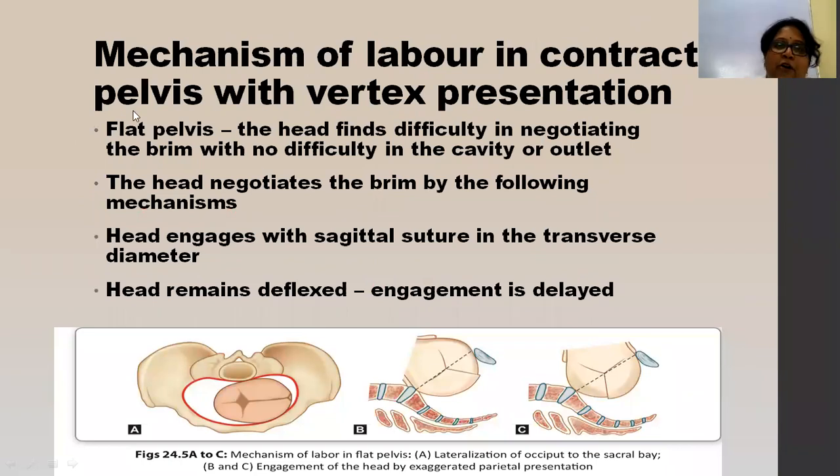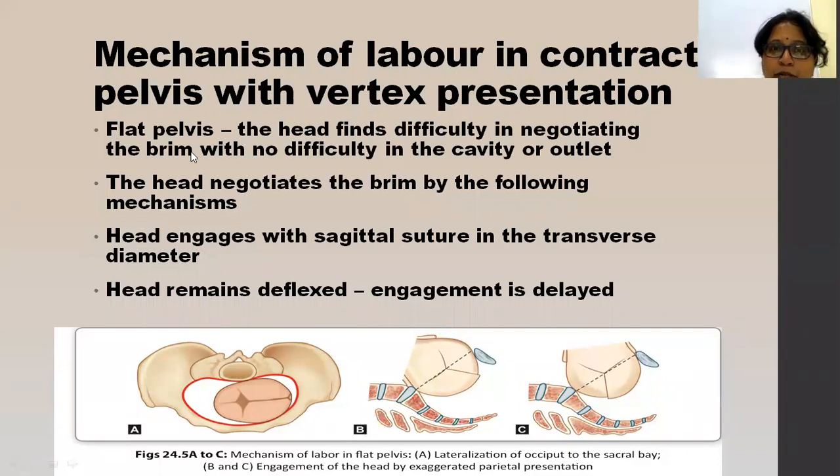And how does the mechanism of labor take place in a contracted pelvis? The mechanism of labor is only possible in vertex presentation. In case there is a malpresentation, we don't usually give any trial of labor. We directly go for cesarean section. So I'm talking about mechanism of labor only in vertex presentation.